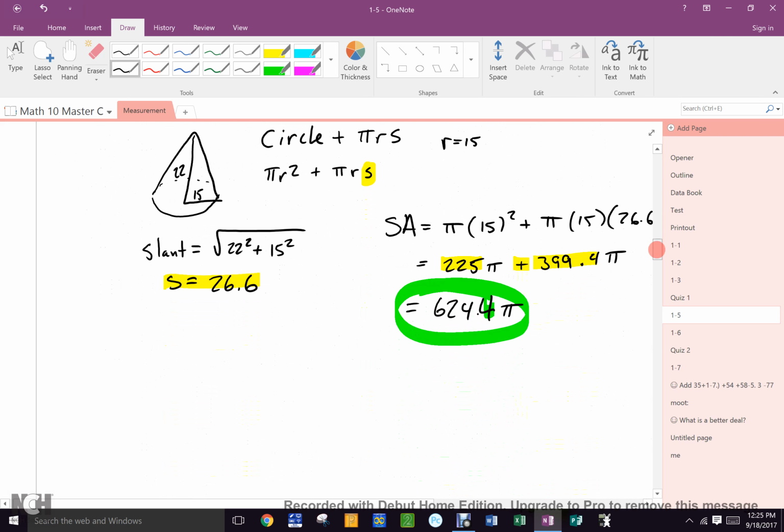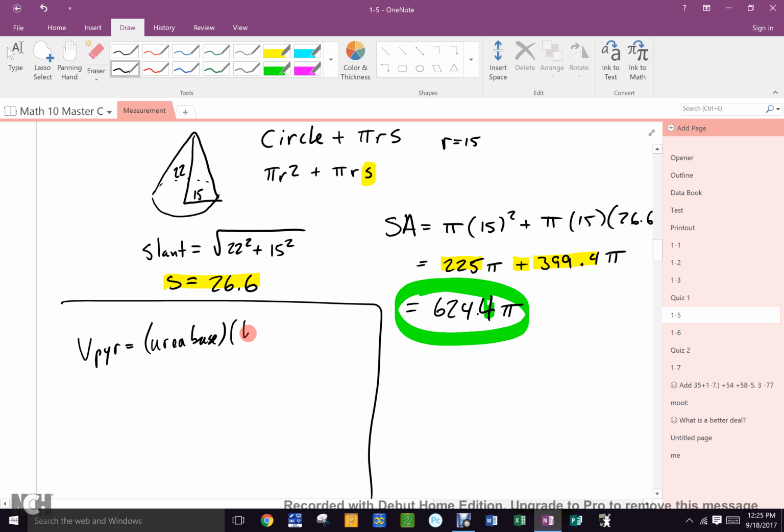Okay, these are real easy. You shouldn't be having any trouble with these. What is a cone? A pyramid or a prism? It's a pyramid, but instead of being based on a rectangle, it's based on a circle, yes? So since it is still a pyramid, what's its volume? It's area of the base times the height divided by 3.